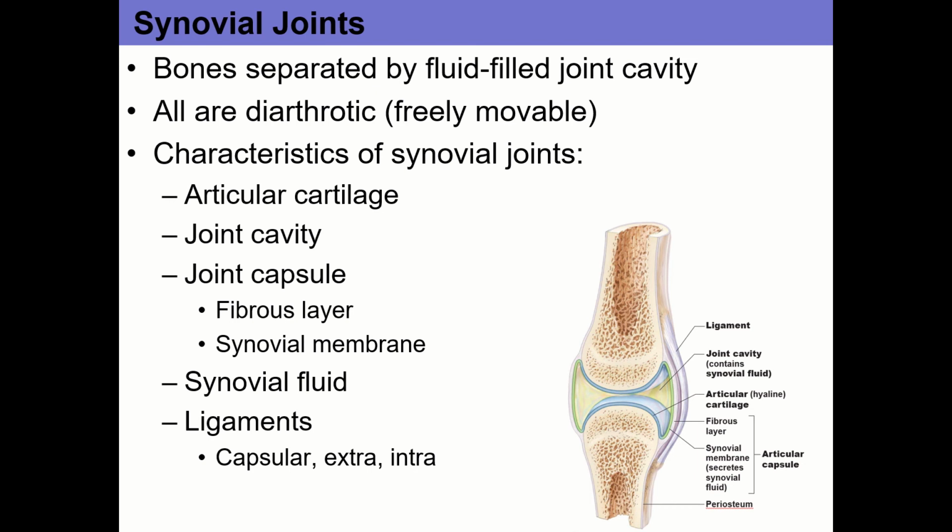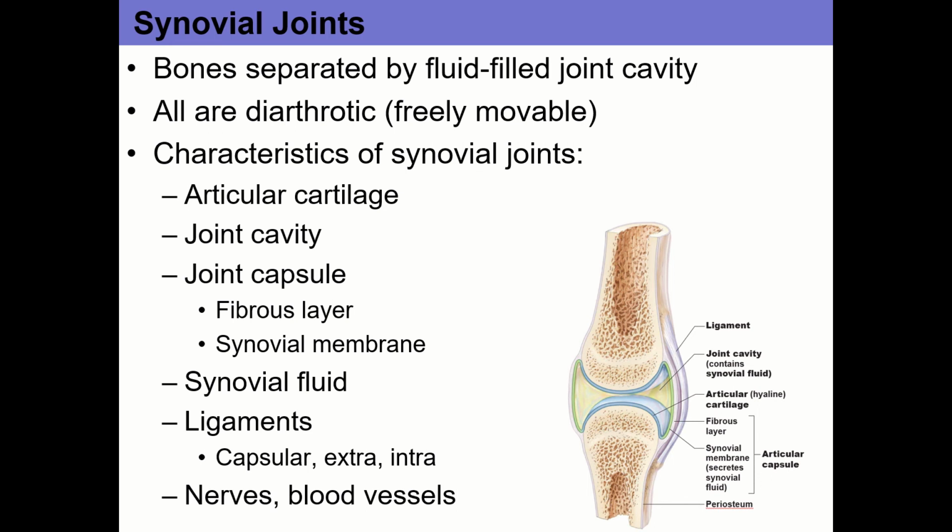Extracapsular ligaments, anything extra, is outside of. They are ligaments that are part of the joint, give it its structural integrity, but they're outside of the joint. And then intracapsular ligaments are inside of the joint capsule. And I'll show you some examples of those here in a second.